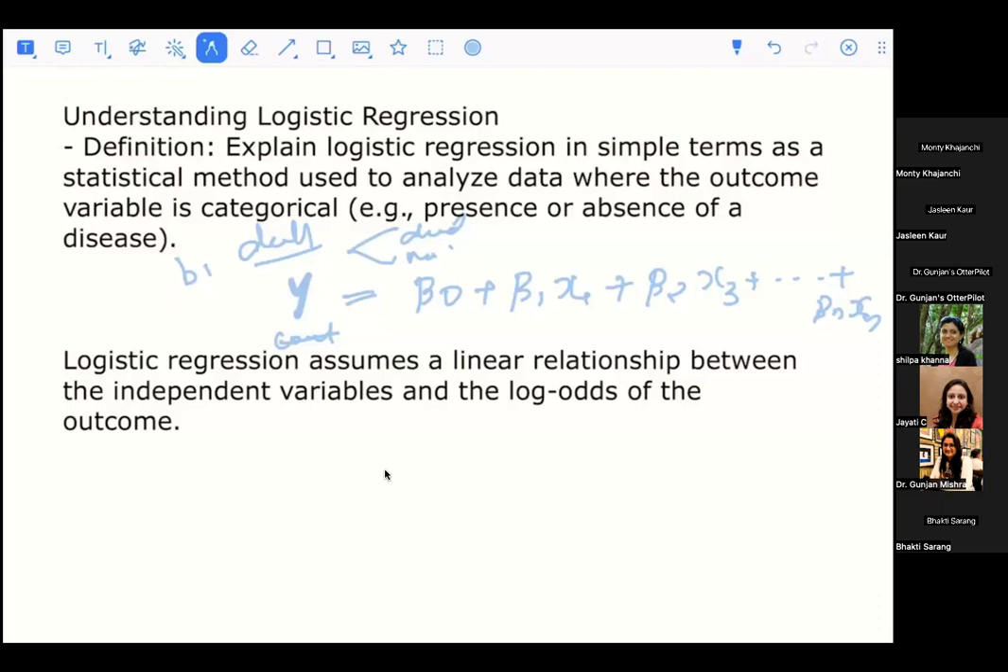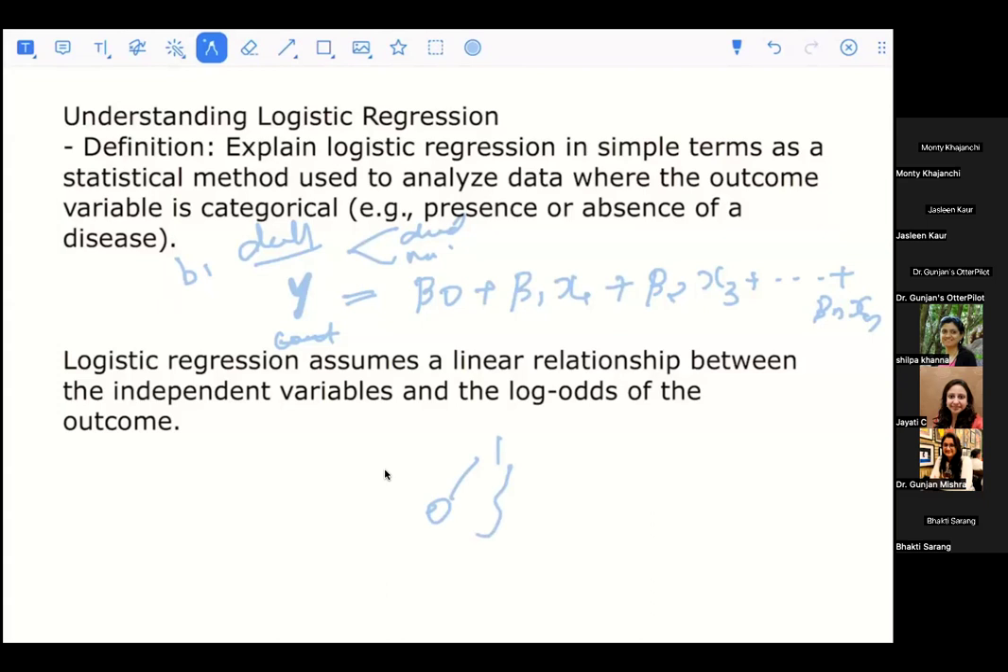The problem with the linear equation is that what we need here is a dichotomy, yes or no. We cannot model that as such, but we can model the probability of dying or not. The probability is bound between 0 and 1. So how can we model this? That is a fundamental question in logistic regression: how can we model the probability of dying or not dying?